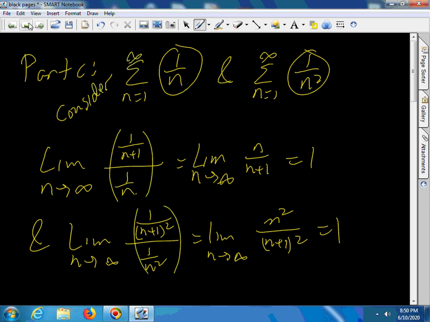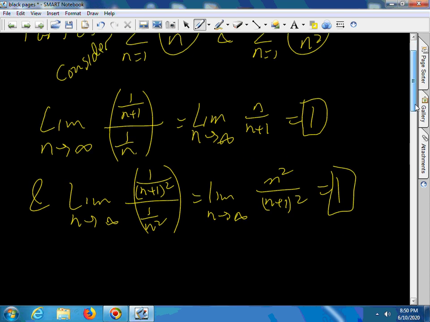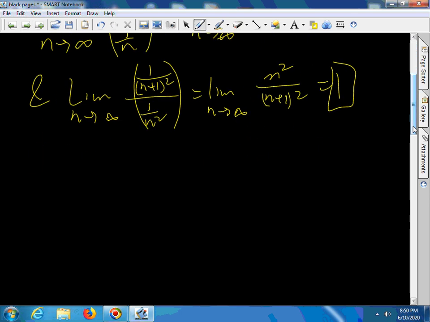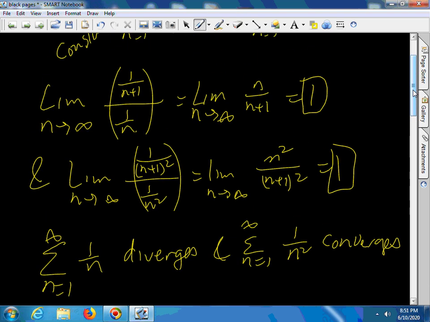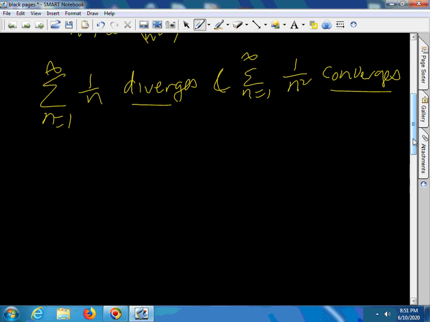We have two series, and their ratios give us 1. That doesn't mean the test is wrong, but here's the problem. The summation from 1 to infinity of 1 over n diverges, and the summation from 1 to infinity of 1 over n squared converges. That is the limit of the ratio when it equals 1. It's inconclusive. So sometimes it diverges, sometimes it converges.